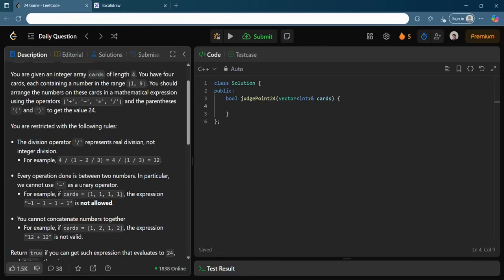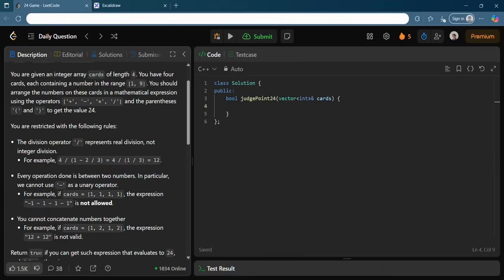So that's what is asked in this question, and you are restricted by some of the following rules. Like, the division operator represents real division and not the integer division which we do. So if you see in this example, 2 by 3 is actually 0.67, but in integer division it's 0. If you had followed integer division, you would have got 1 minus 0, and 4 by 1 should have been 4. But since it is 0.67, you subtract it from 1 to get 0.33, and 4 divided by 0.33 is nothing but 12. Okay, so that's how the division operator should work here. So while doing this, you should remember to use double and not integer data type, otherwise the division will be flawed.